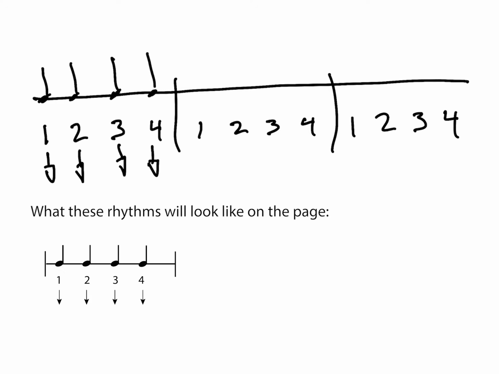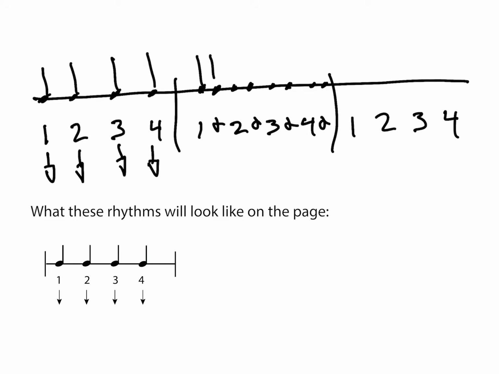Eighth notes are worth a half of a beat. So we're actually going to have 2 notes per beat or per count, and the second half of each count is going to be called "and." So we go 1 and 2 and 3 and 4 and.